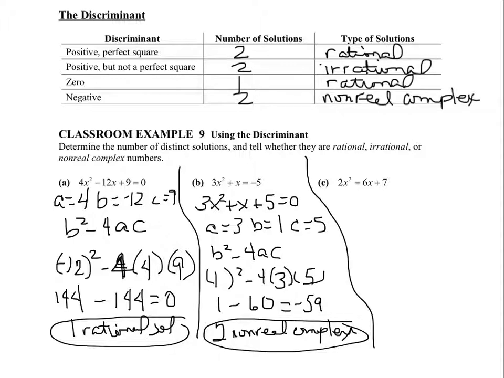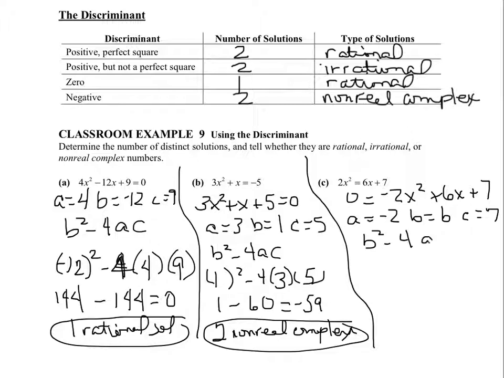Got the idea? Here's the last example. When I look at C, I think it would be easier to move everything to the right, so I'm going to subtract 2x squared from each side. 0 would equal negative 2x squared plus 6x plus 7, which means a is negative 2, b is 6, c is a positive 7. All right, we need to evaluate what b squared minus 4ac equals.